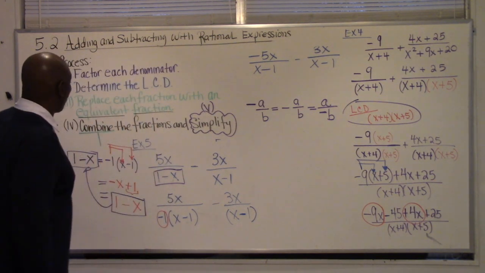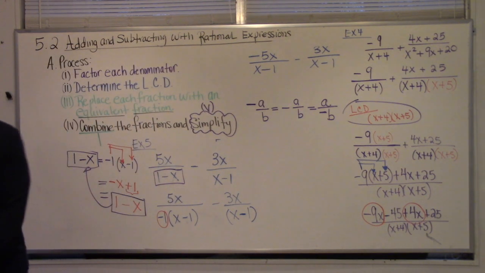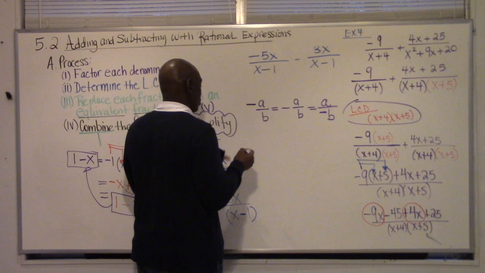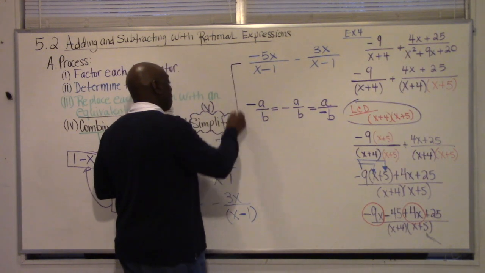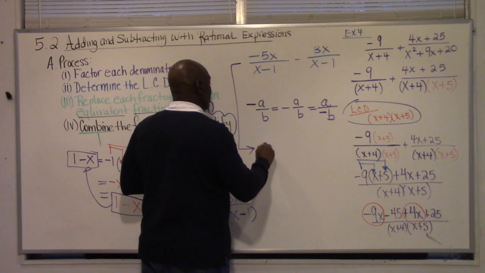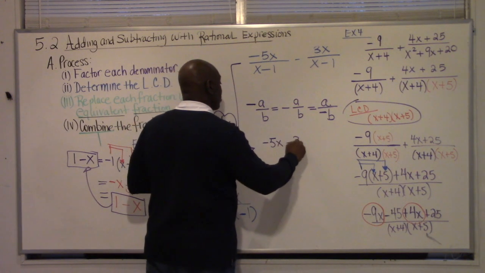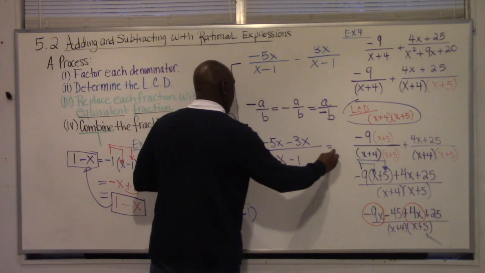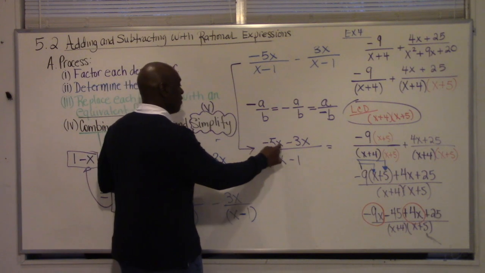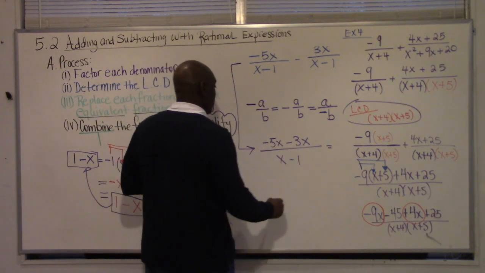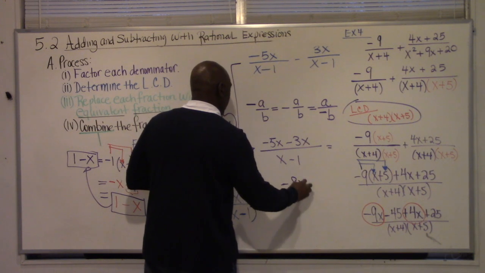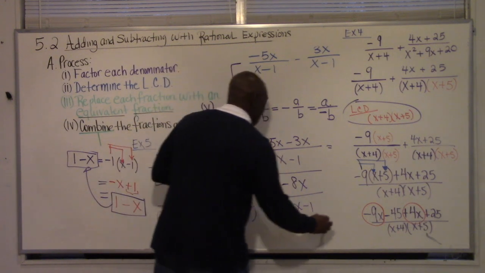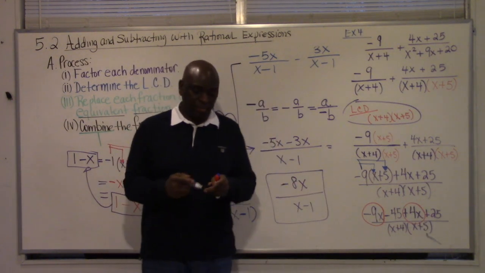Now I'm ready to do step number 4, which is combine. Let's combine now. That's going to be negative 5x minus 3x all over x minus 1, which equals, now combining negative 5x minus 3x, negative 8x divided by x minus 1, and I am finished. I'm done.